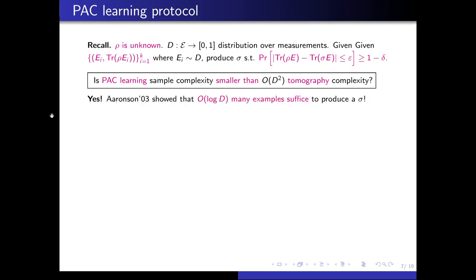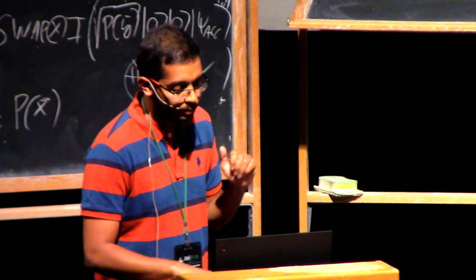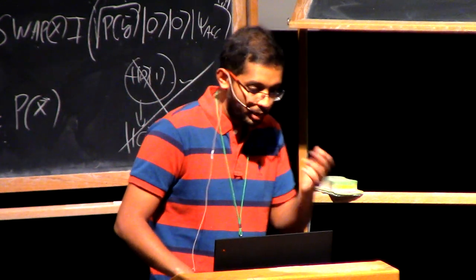This was a surprising result that Scott Aaronson proved in 2003, where he showed that if you just take log D, which is just little n, the number of qubits rho acts on, that many labeled examples of Ei comma trace of rho times Ei is good enough to produce the state sigma. Let me give you a quick proof sketch of how he proves it. Actually, most of the proof that he uses is very classically inspired, so I think it's very neat to see what's going on.